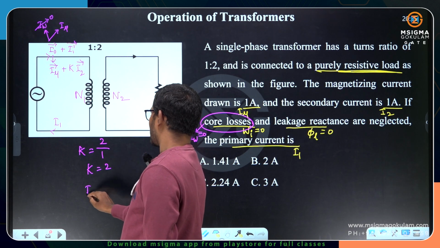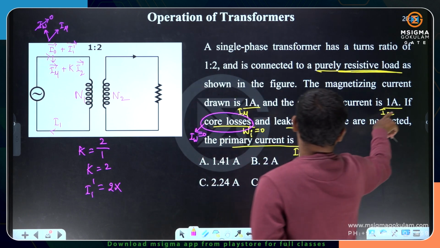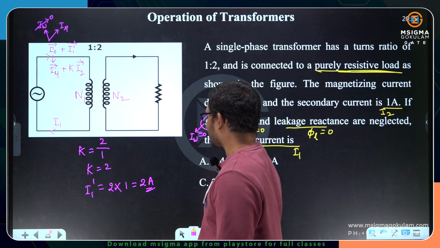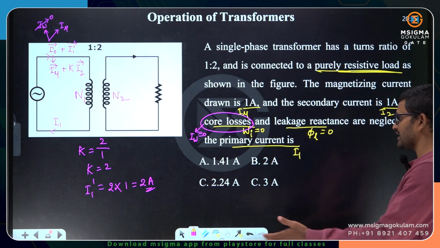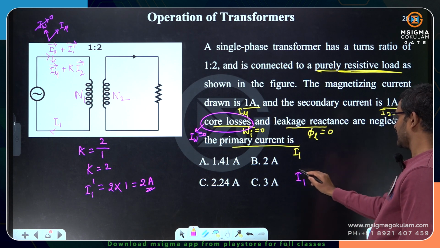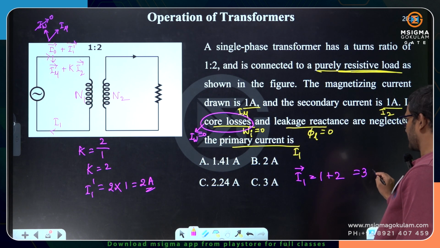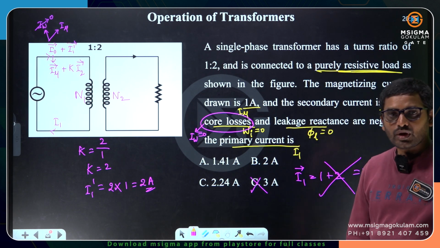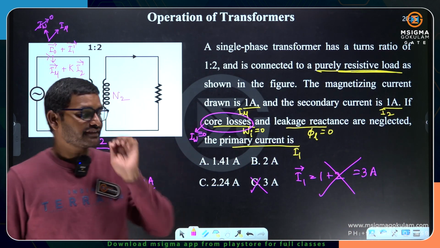Now what will be your I1 dash? I1 dash is equal to 2 times the load current. Load current is how much? 1 ampere. So I am getting it as 2. Now you cannot simply add the magnetizing component of current and the load component of current. So the primary current cannot be simply 1 plus 2. It won't be 3. Okay, 3 is absolutely wrong. You have to do the phasor sum.